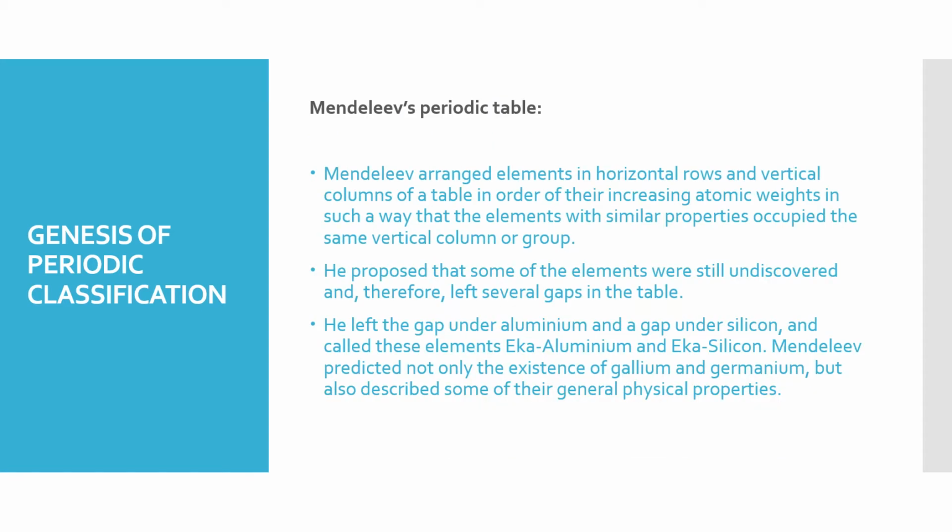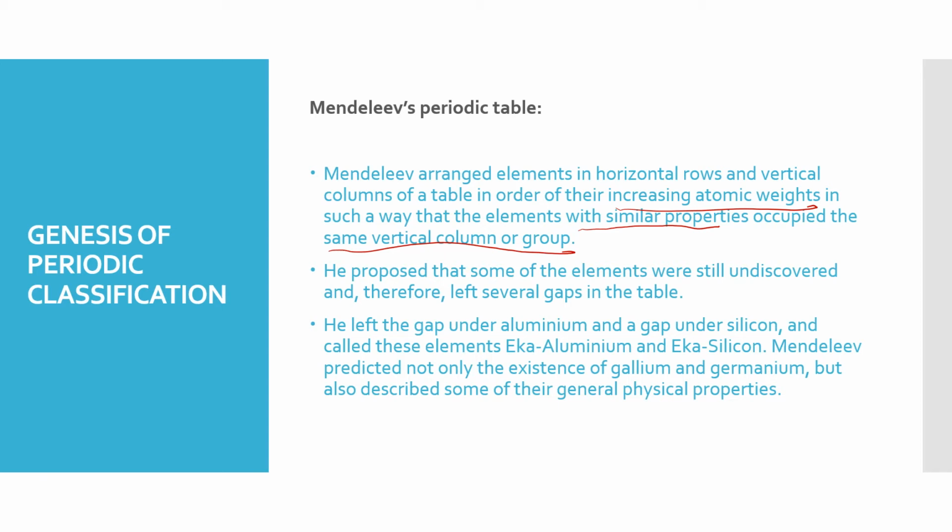So next is Mendeleev's periodic table. Over here, let's see what he tells. Mendeleev arranged elements in horizontal rows, which are periods in the periodic table, and vertical columns, which are groups of the table, in order of their increasing atomic weights, in such a way that elements with similar properties occupied the same vertical column or group. So here it is telling that the elements which had the same properties were in the same column or group.